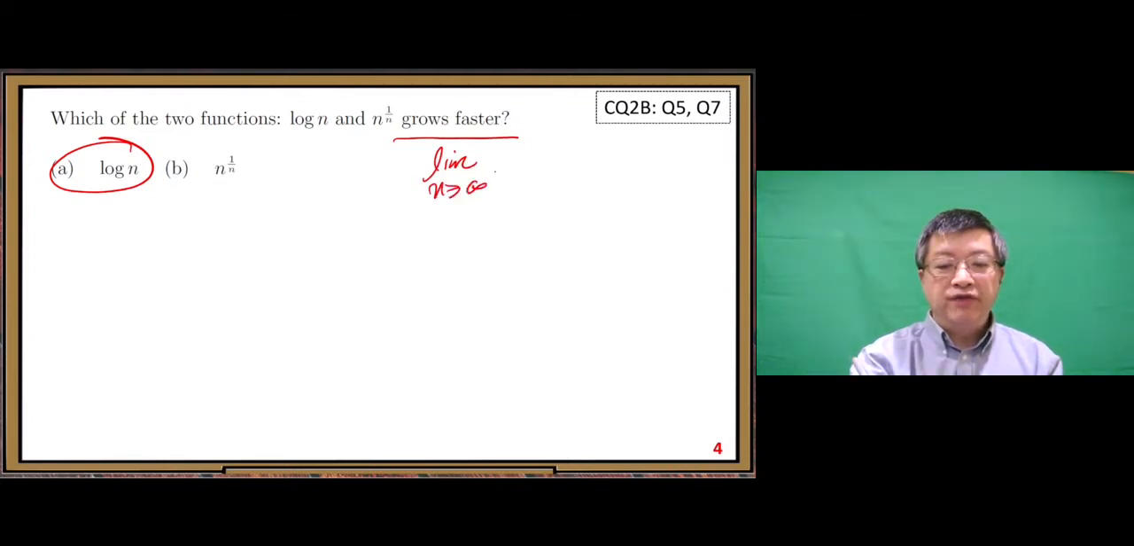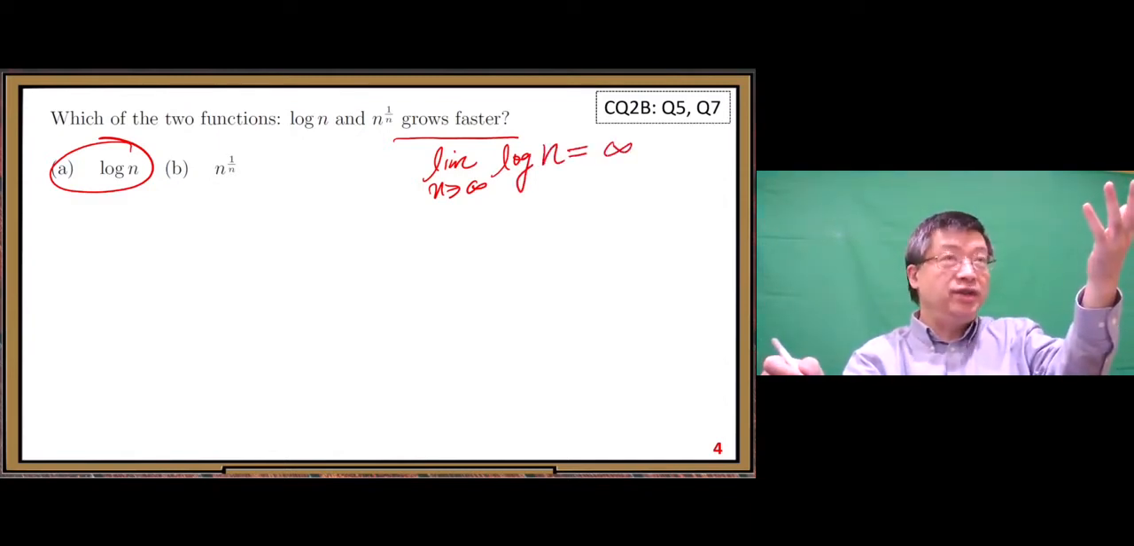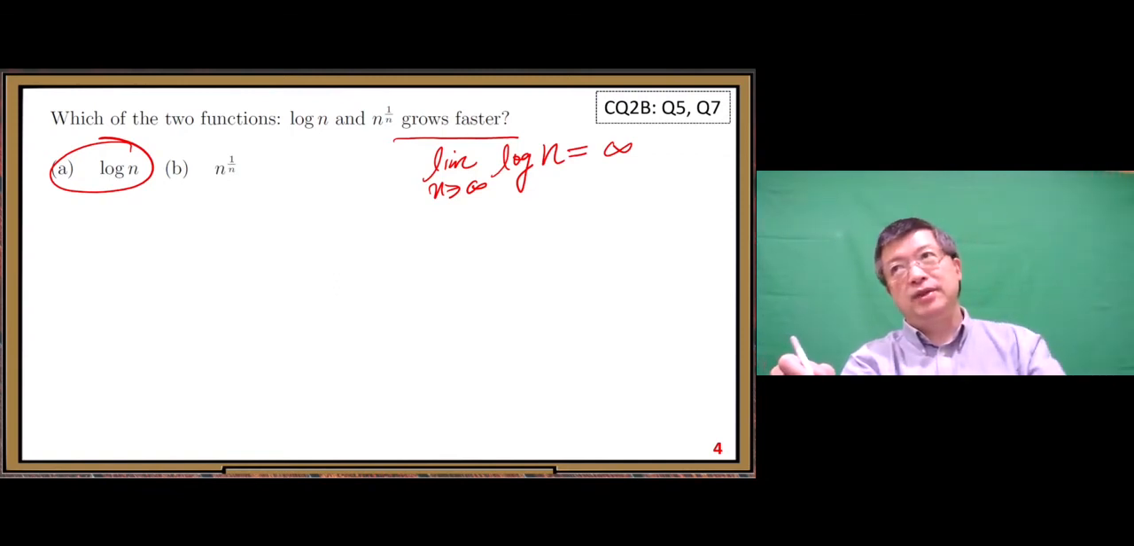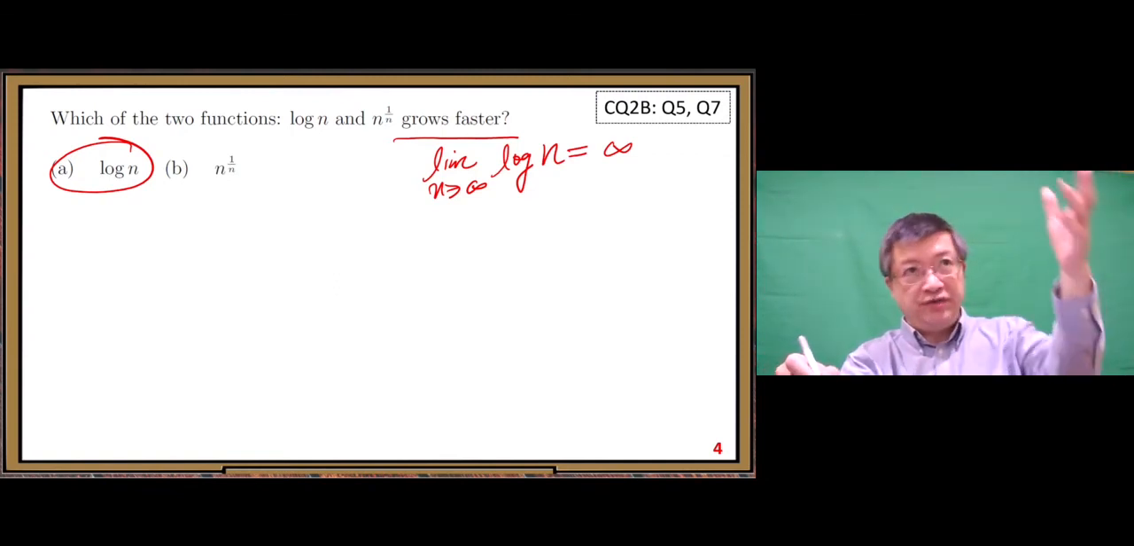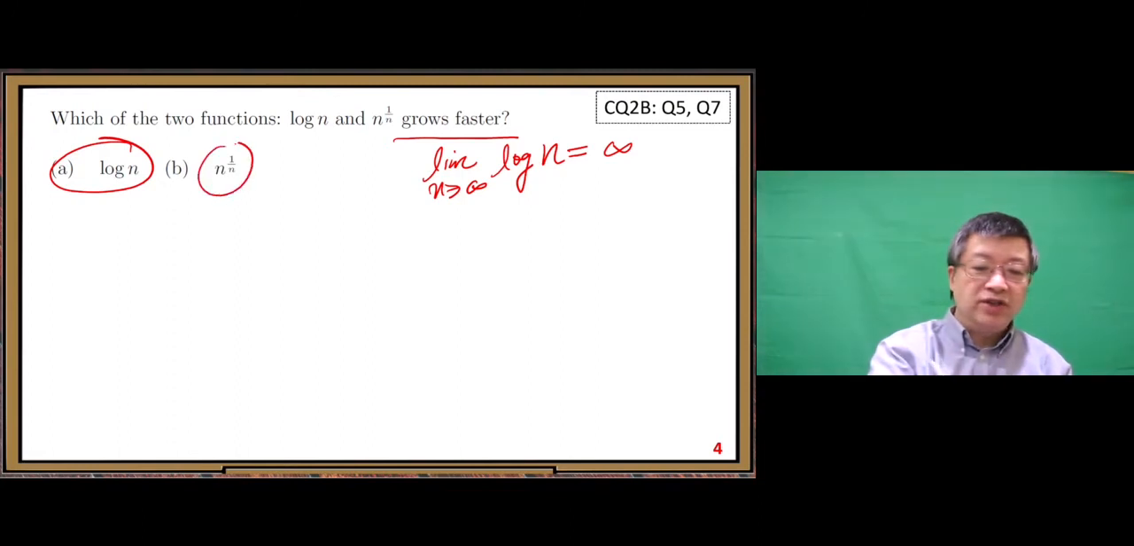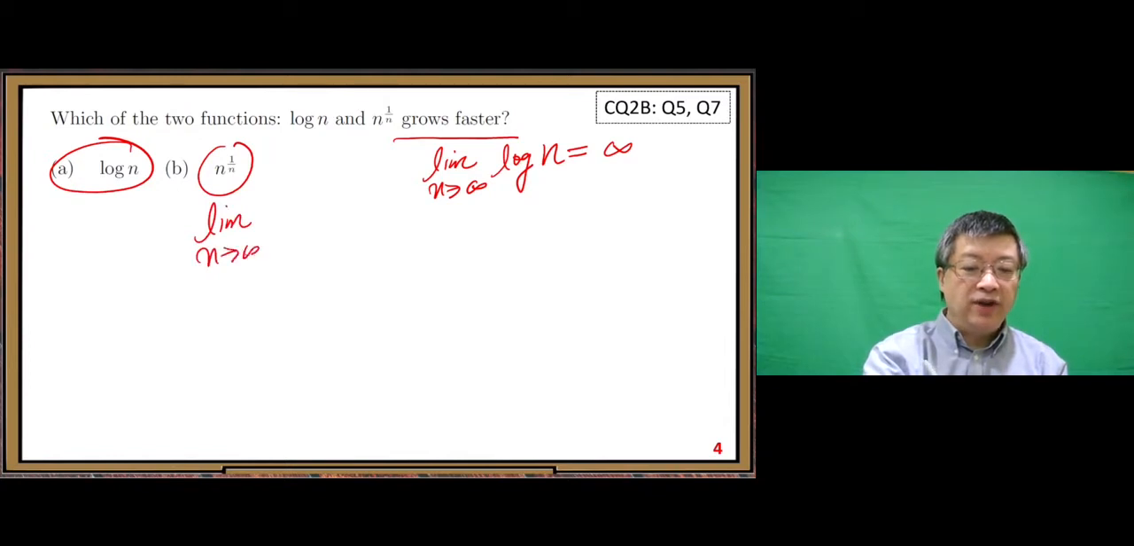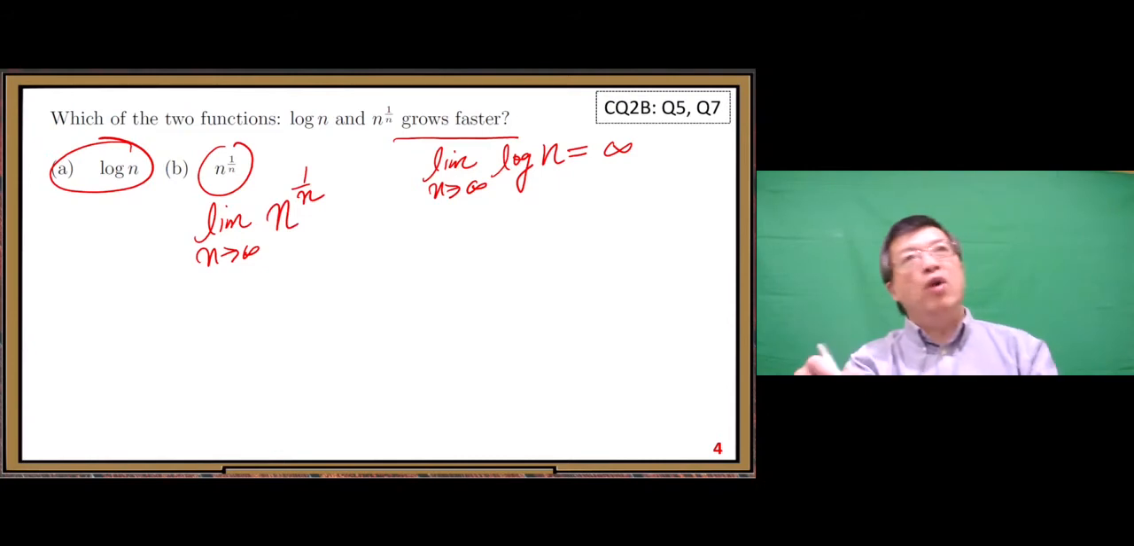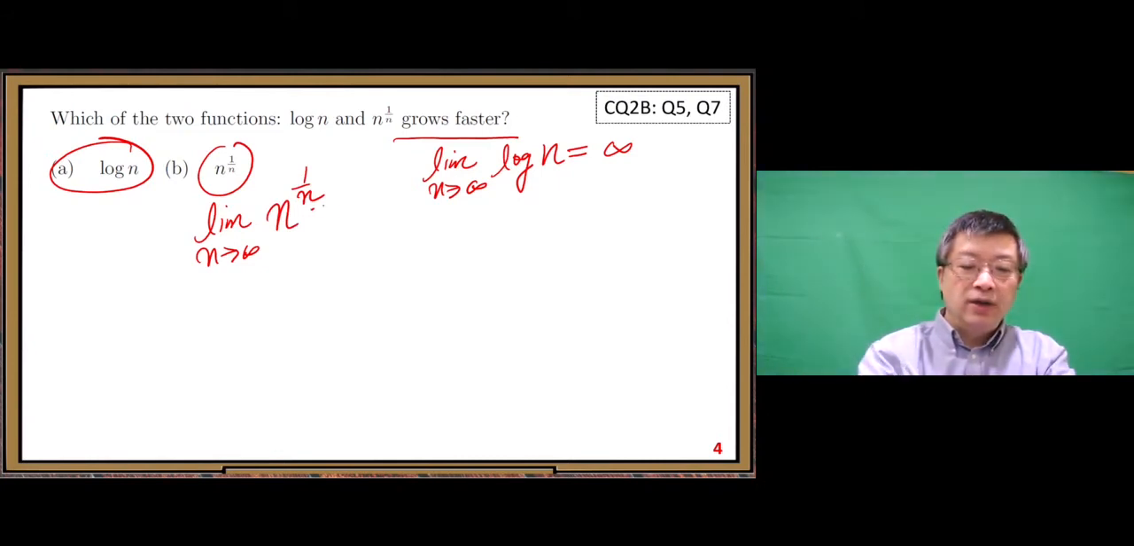when n goes to infinity, log of n equals infinity. It's easy to see that. The log function also goes to infinity. But what is the limit of this other function, n to the 1 over n, when n goes to infinity? It goes to 1.